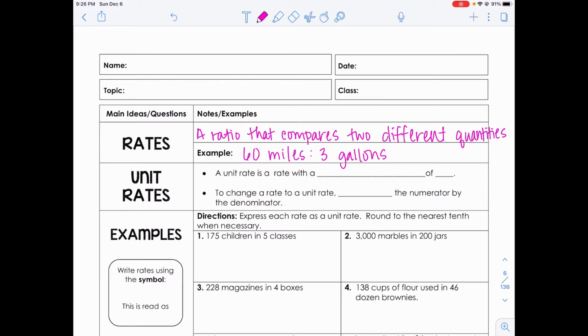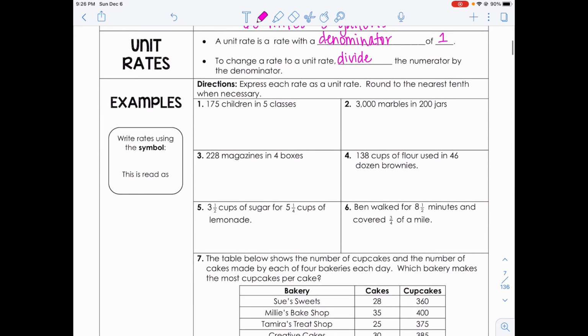A unit rate is a rate with a denominator of 1. To change a rate to a unit rate, we divide the numerator by the denominator. So for the directions, it says express each rate as a unit rate, round to the nearest tenth when necessary.